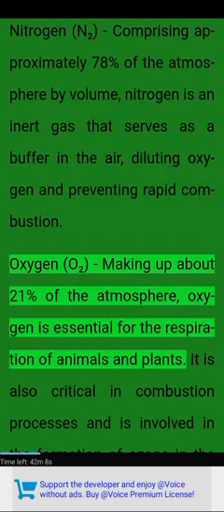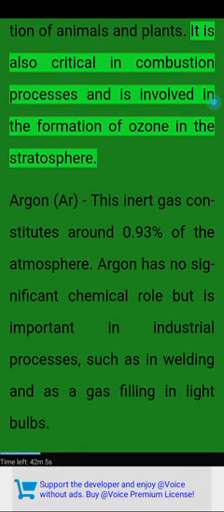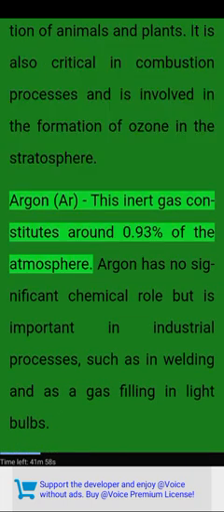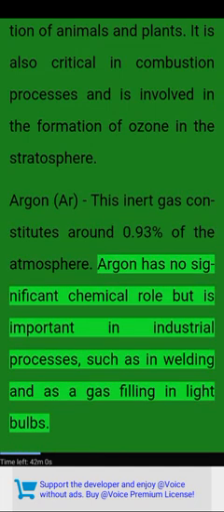Oxygen, O, making up about 21% of the atmosphere. Oxygen is essential for the respiration of animals and plants. It is also critical in combustion processes and is involved in the formation of ozone in the stratosphere. Argon, Ar, this inert gas constitutes around 0.93% of the atmosphere. Argon has no significant chemical role but is important in industrial processes, such as in welding and as a gas filling in light bulbs.